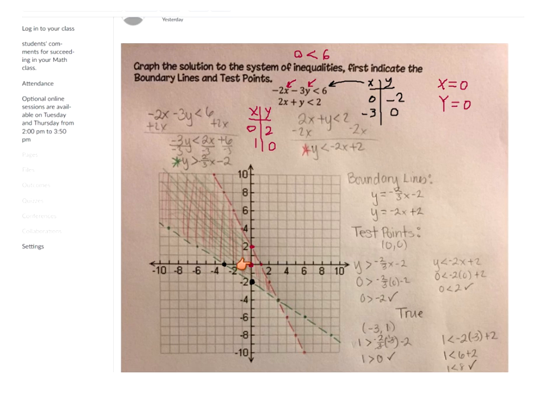And if I use the same test point here for the second line, 0 less than 2, that still is good. So it means the solution would be below this line, above this line. So the intersection would be all the points between these regions, the solution to this system of inequality. So this is how you would solve a system of inequality when you have two inequalities like that.